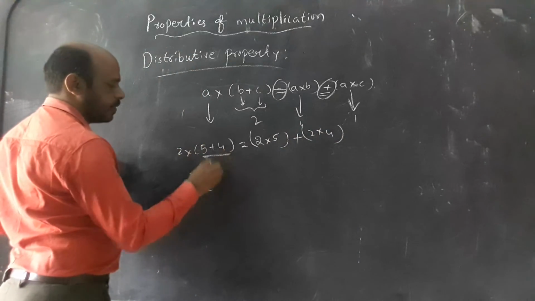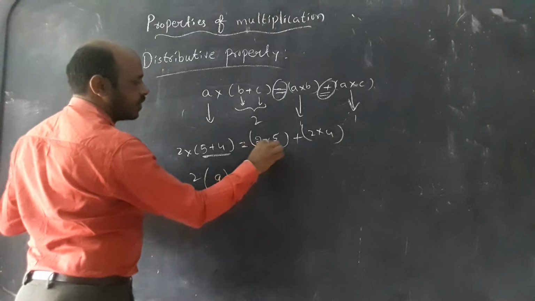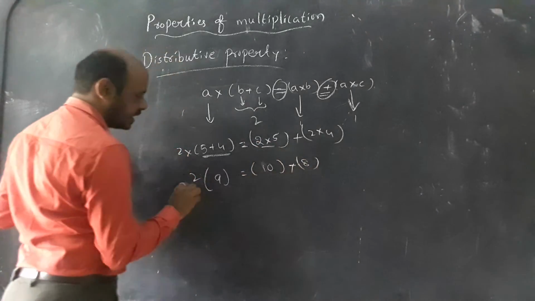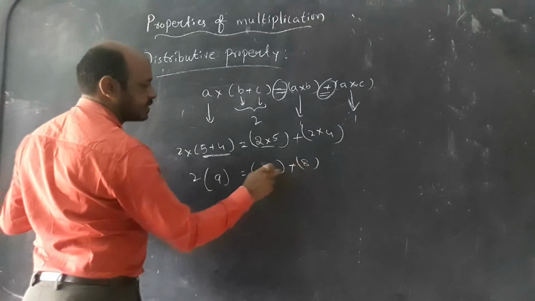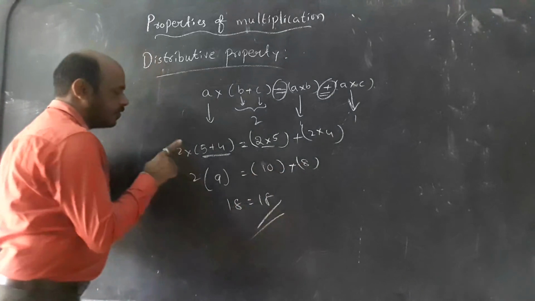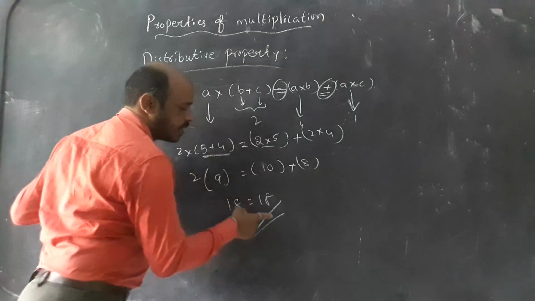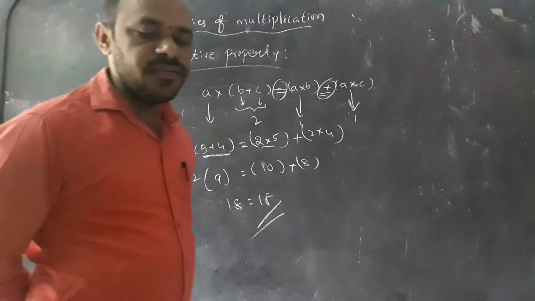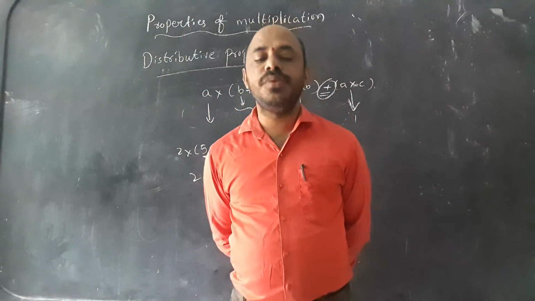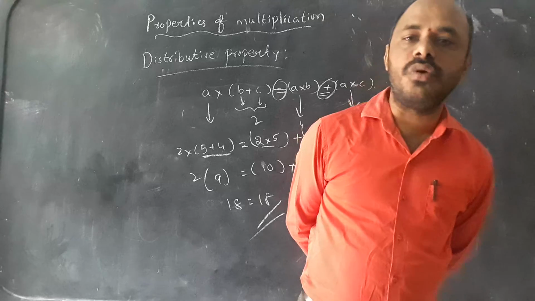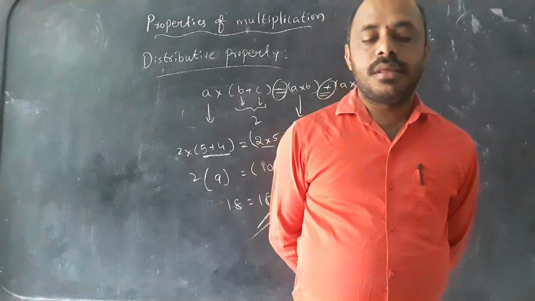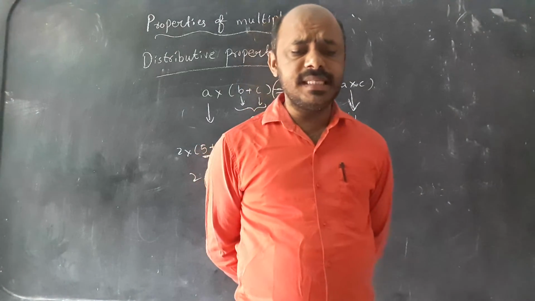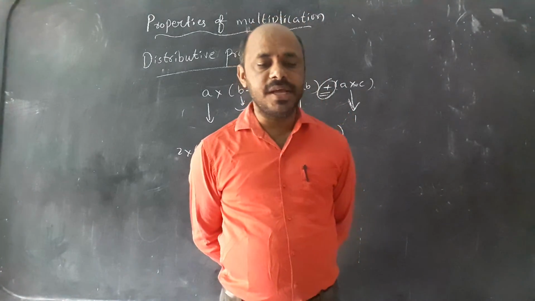Here, if we first apply 5 plus 4, that is 9, so 2 nines are 18. Otherwise, 2 fives are 10 plus 2 fours are 8, so 10 plus 8 is 18. See, before distributing and after distributing, the product is the same. That's why we say this is the distributive property of multiplication over addition.